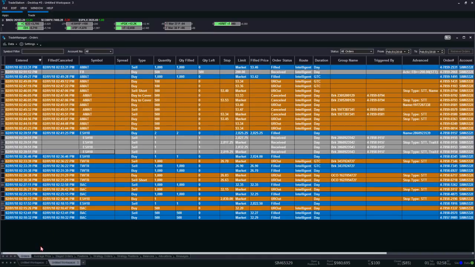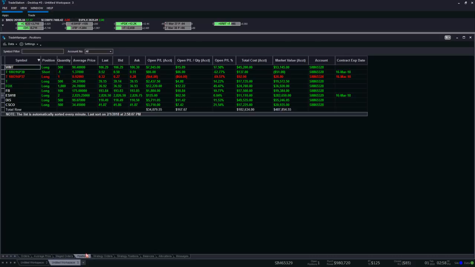Let's go ahead and take a look at other tabs here. Take a look at positions. If you go over to the positions tab, it's going to give you a list of everything you own in your account. Okay, I have 500 shares of Walmart. Here's a spread that I traded in Option Station Pro. I can see the two legs. I have 500 shares of AT&T, 1,000 shares of Fox. I have two contracts of the S&P E-mini, and it also tells you what the position is, if you're long or short.